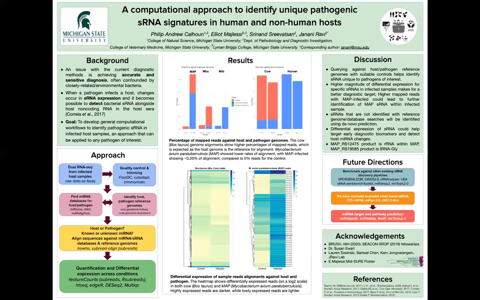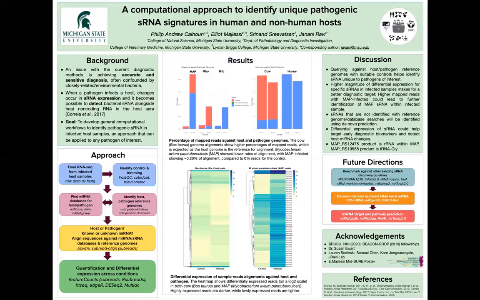So for the alignment data, since we have a Mycobacterium avium paratuberculosis infection within the cow, we should see high amounts of assigned and mapped reads within the MAP infected, and then we should also see high assigned reads within our host, with a control and infected, which is the cow, which we do see.